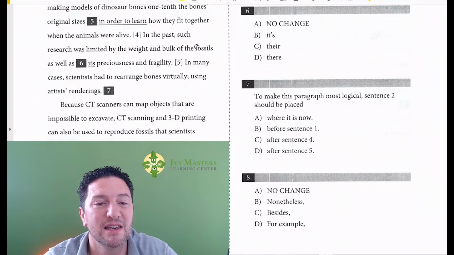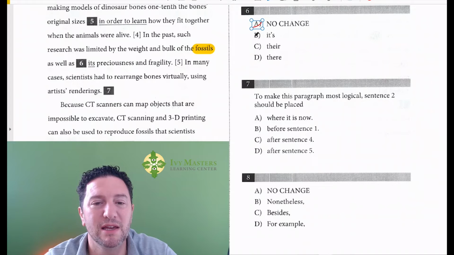So the antecedent, logically, is fossils. I'm going to read it with fossils in place of the underline. In the past, such research was limited by the weight and bulk of the fossils, as well as the fossils' preciousness and fragility. So it makes sense that fossils might be precious and fragile. And fossils, notice fossils is plural. So we'd have to eliminate anything that's singular. ITS, the S does not make it plural. The S makes it possessive. So that's why A is gone.